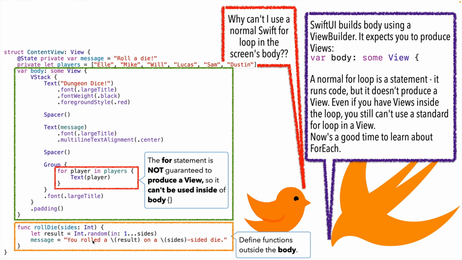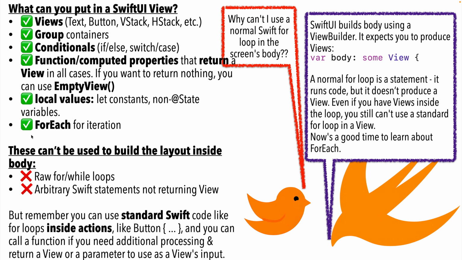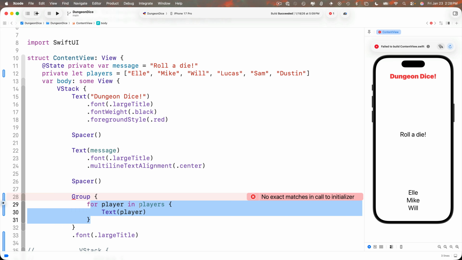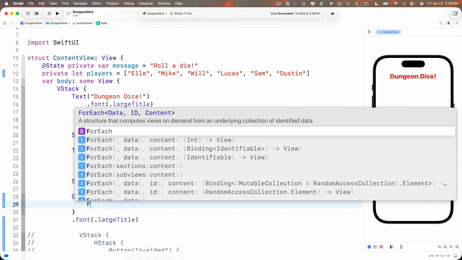But fear not, SwiftUI comes with a special statement for each. This is a special structure that can be used to iterate through values inside of a view, and we can use this to create subviews. So let's give this a try. First, we're going to delete this non-working loop. That code won't work inside of our view. And then we're going to say ForEach.